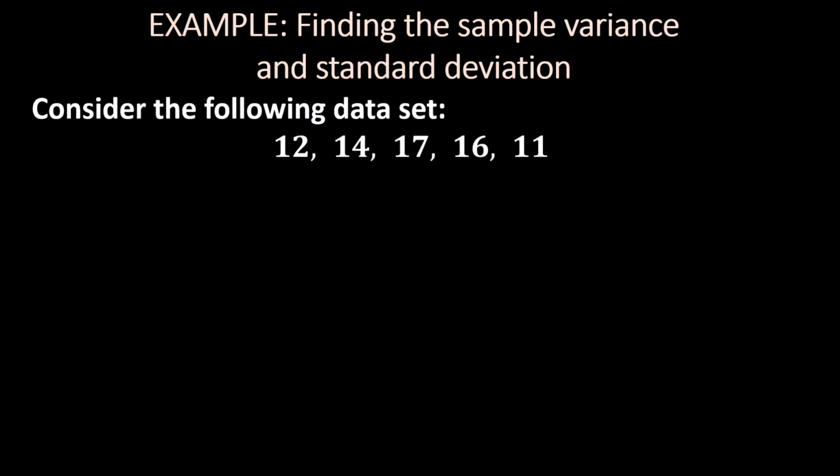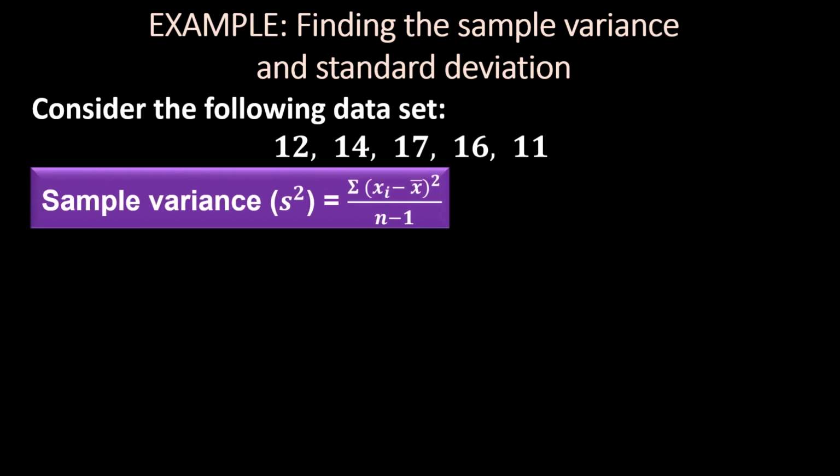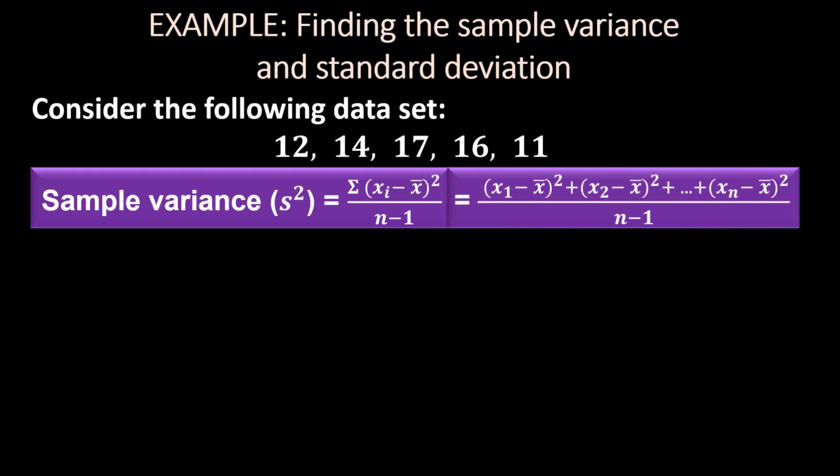Let me explain how to calculate the sample variance and the sample standard deviation of a dataset. Consider the following dataset. How do we calculate the sample variance first? We know the formula s to power 2 equals the summation, i goes from 1 to n, of (xi minus x bar) to power 2, divided by n minus 1. You can write the same formula in this form as well.